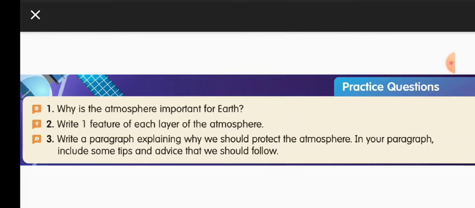Third question, write a paragraph explaining why we should protect the atmosphere. In your paragraph, include some tips and advice that we should follow. Why should we protect atmosphere? You write, because it is the air around us, and how you can do it, you write.